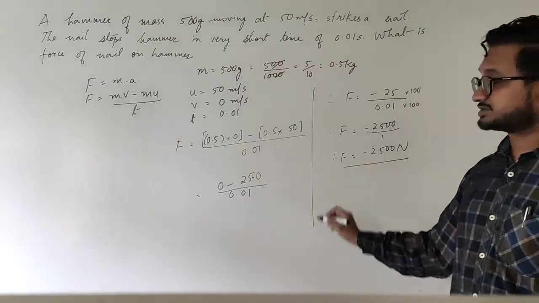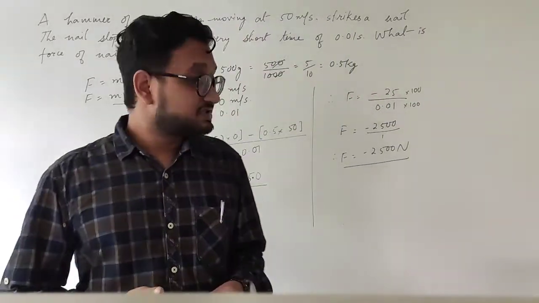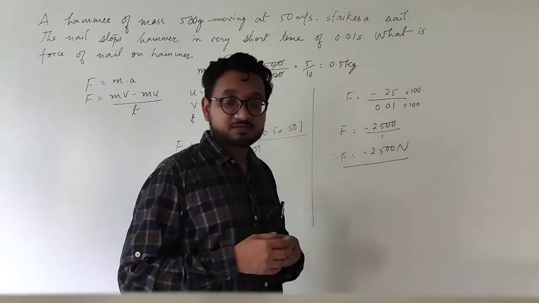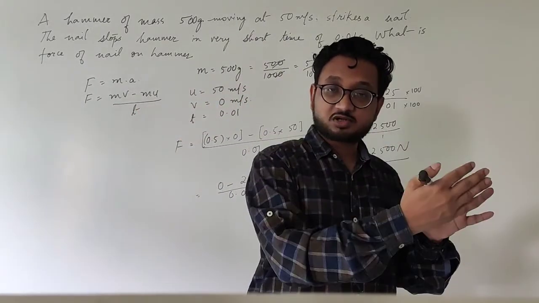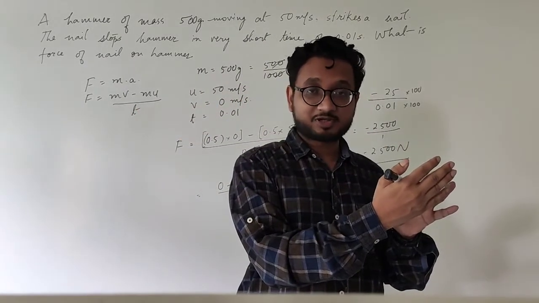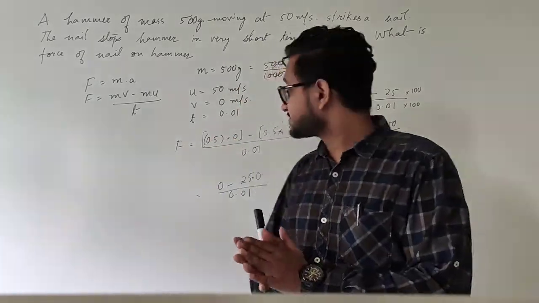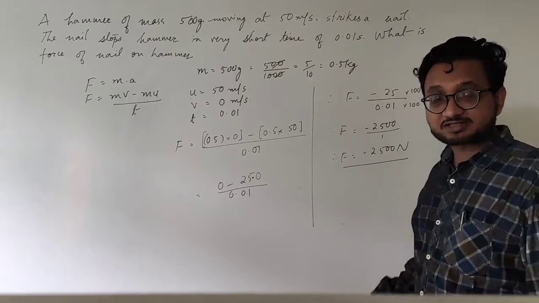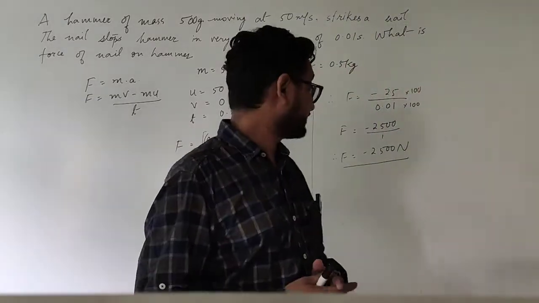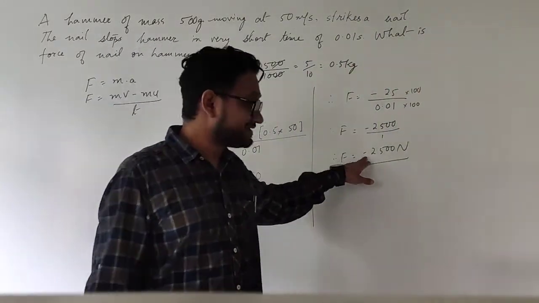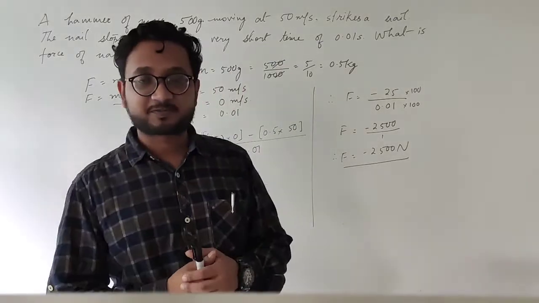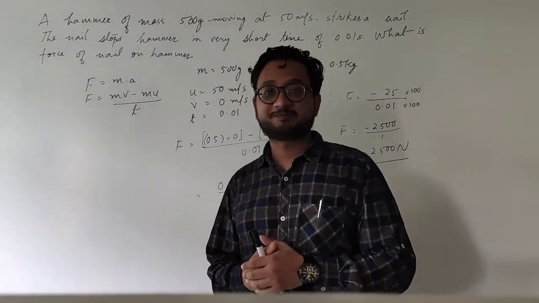Now the reason for the negative sign is because the force of the hammer is in the positive direction and the force of the nail is in the opposite direction, and that is why we are having force as minus 2500 newtons. This minus sign indicates the opposite direction, like I have said this many times.